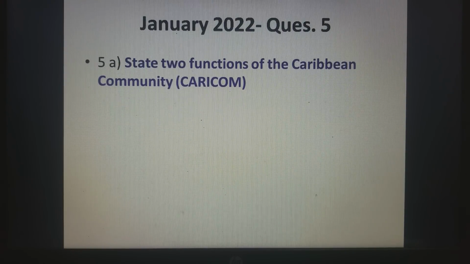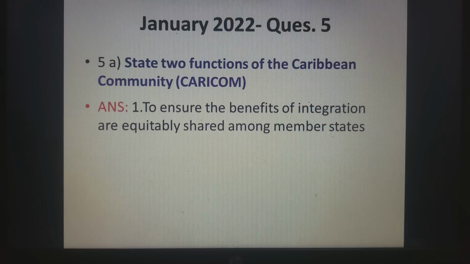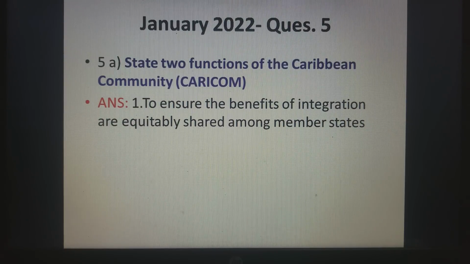We're now at 2022, we're coming to the close. Last question says, state two functions of the Caribbean community. Did we speak to this before? Yes. One function of CARICOM is to ensure the benefits of integration are equitably shared among the member states.